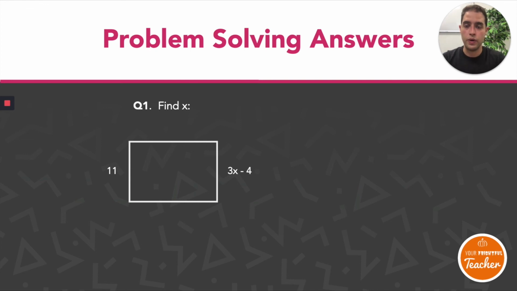So I'll give you a quick minute if you're on this one. Find x. This is a rectangle. So what do we know about the 2 opposite sides? They're equal to one another. So how would you write that? From there, work out the rest.